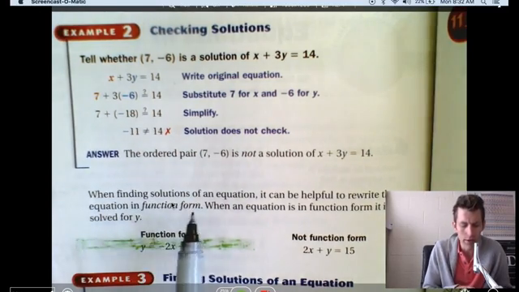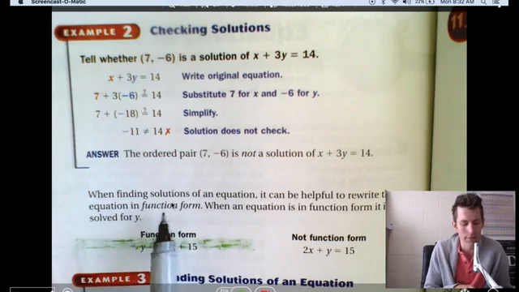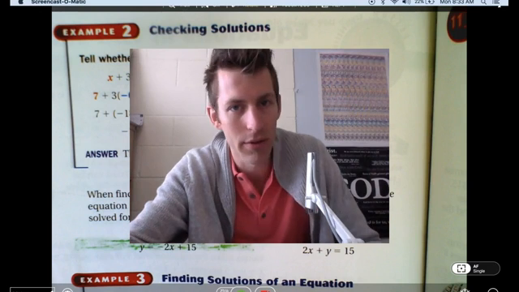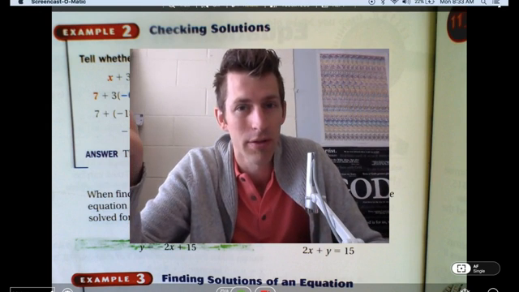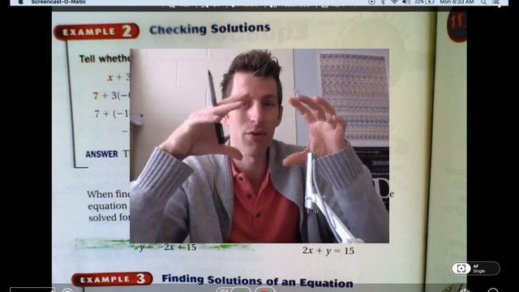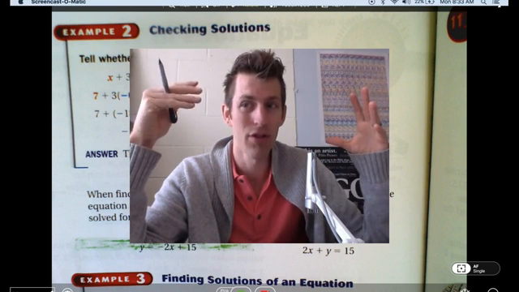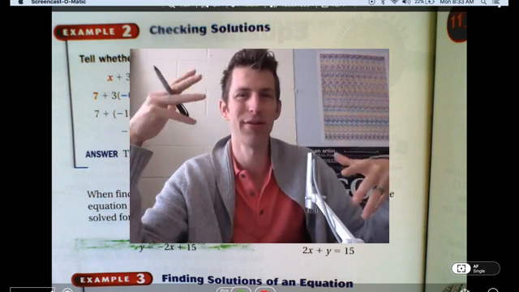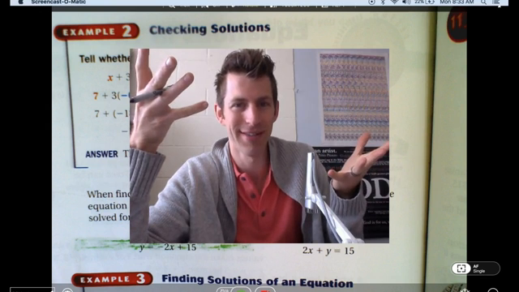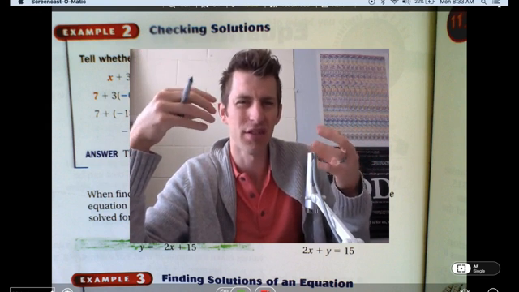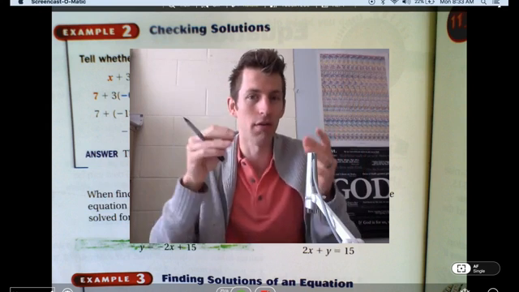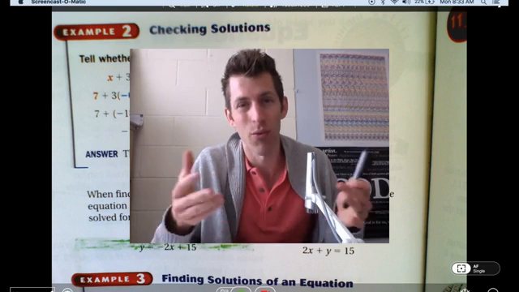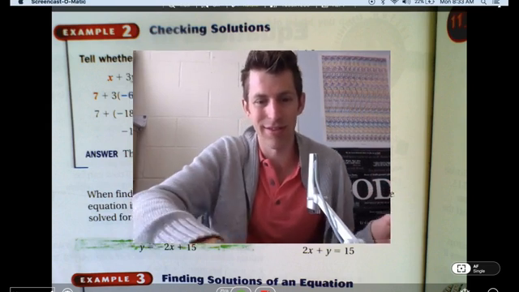All right. When finding solutions of an equation, it can be helpful to write the equation in function form. Function form means, I've been using the example of a vending machine a lot, right? So function form means you have an equation, and you might have 2 minus x equals y plus 3. Well, you've got numbers and variables on both sides. So function form, to really function well, is to solve for one of the variables. And if there's an x and a y, you always solve for y. It's just how we do it.